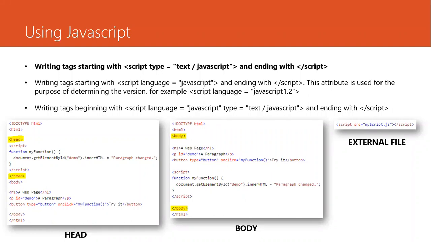Usually we use it like that, but it can also be put in the center or at the top of the body. It's okay. And the third example, on the right, is when we have an external file. What is an external file? It's like with CSS, where you have a CSS file. In JavaScript, we have a JavaScript file with the extension .js. If in CSS we have .css, for JavaScript it's .js.